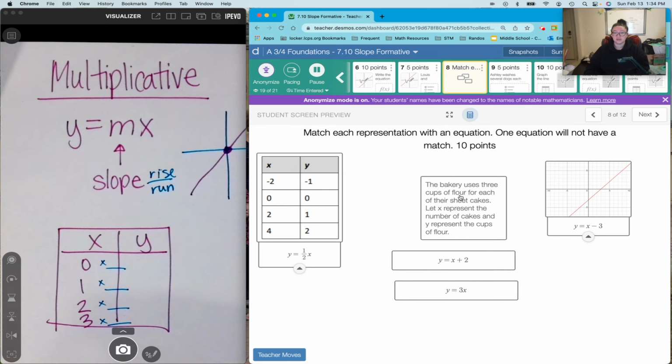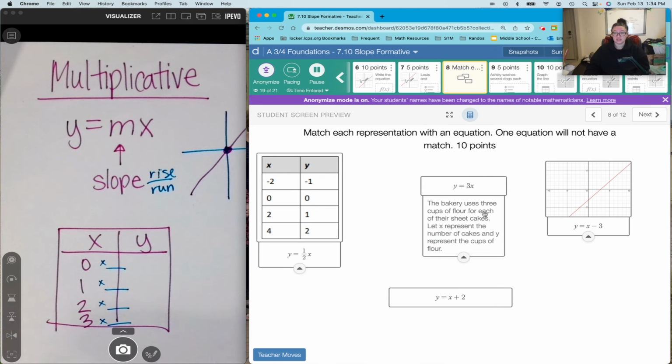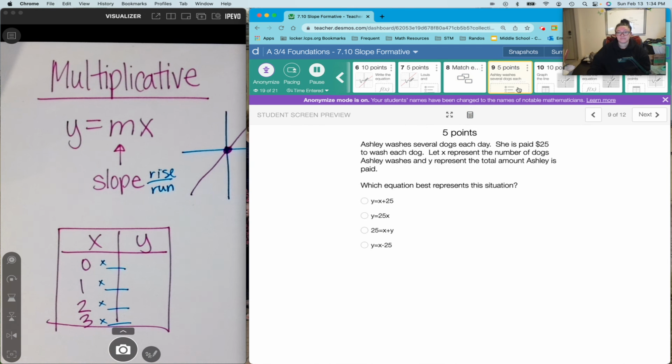The bakery uses 3 cups of flour for each of their sheet cakes. Well, here's the number 3. And the keyword each also tells me that it's multiplication. This is the odd one out.